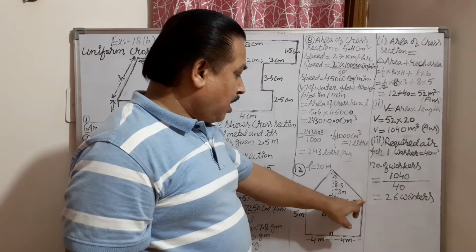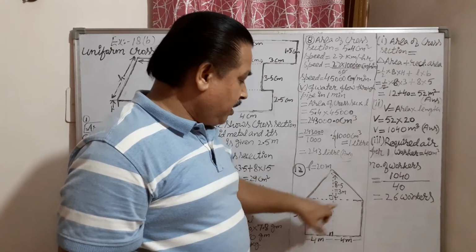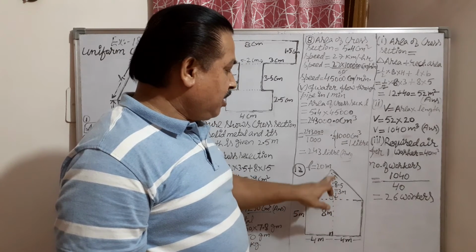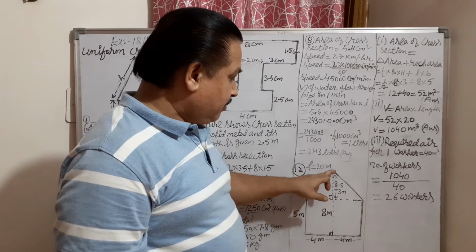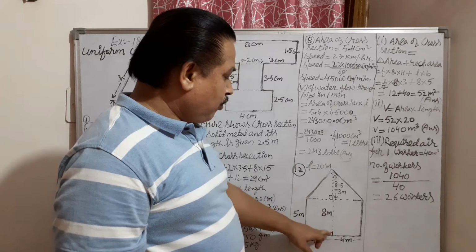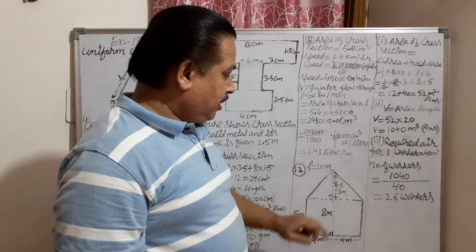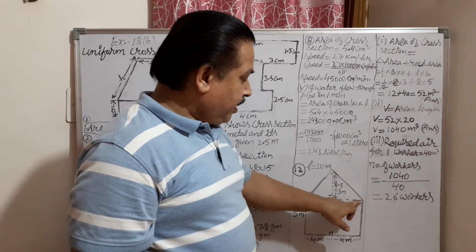Triangle area will be half base into height. So this base will be 4 and 4, 8. And what is height here? Height is 3 meter, because full height is 8. This height is 5. From 8 take out 5. What will come this upper height? 3.